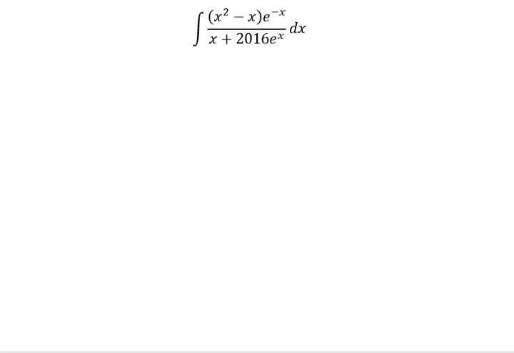The topic today is about the integral. We have the integral of (x squared minus x) multiplied with e to the power of negative x, over x plus 2016 multiplied with e to the power of x, dx. So now I will show you the technique how to answer the question.